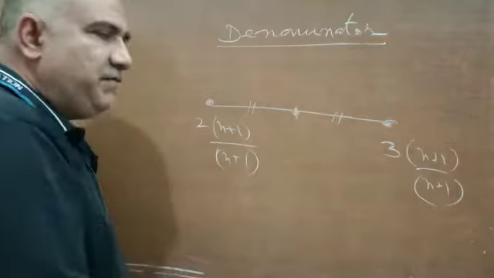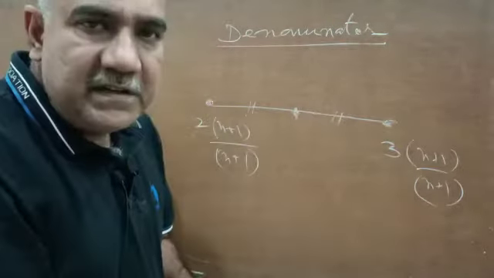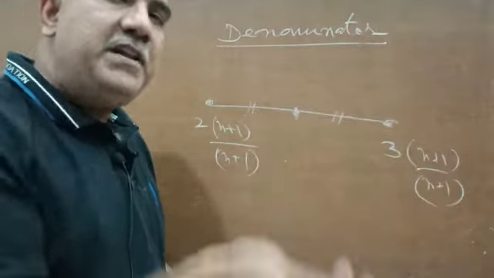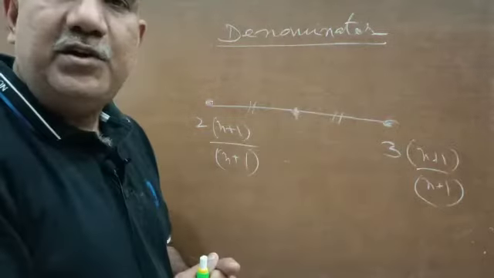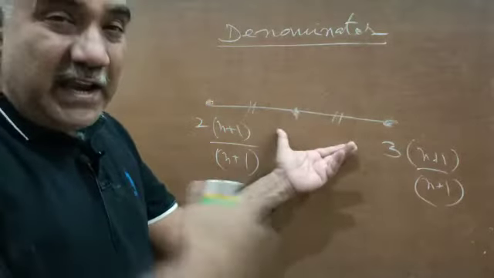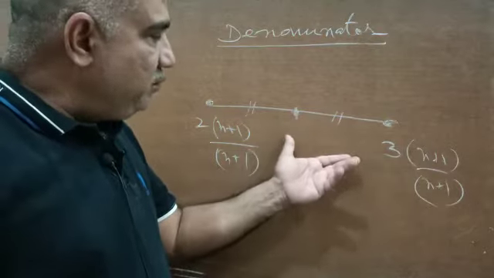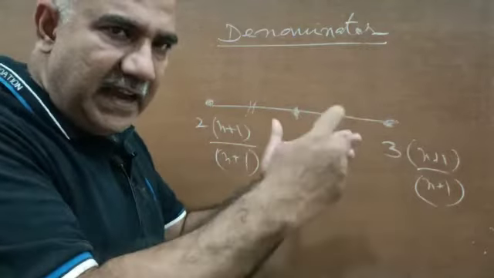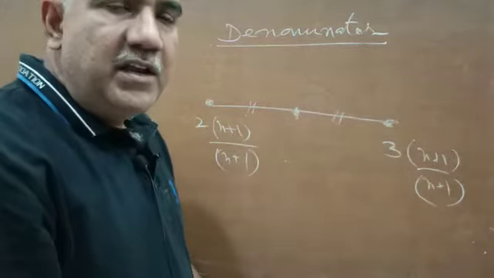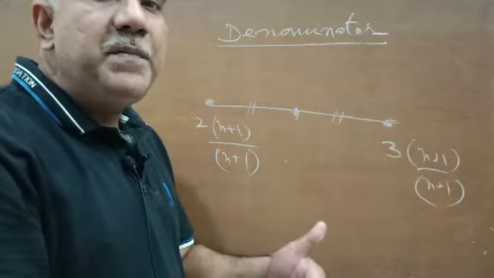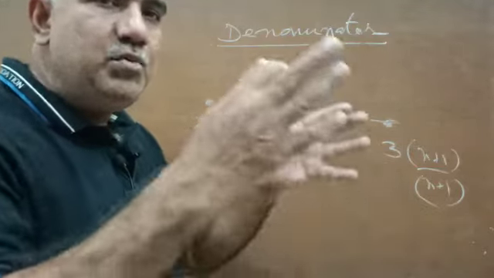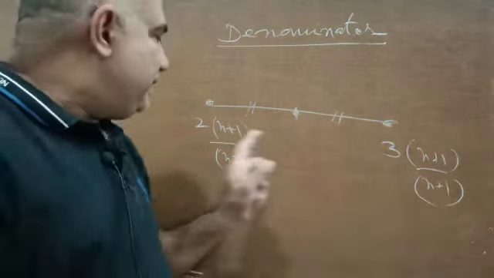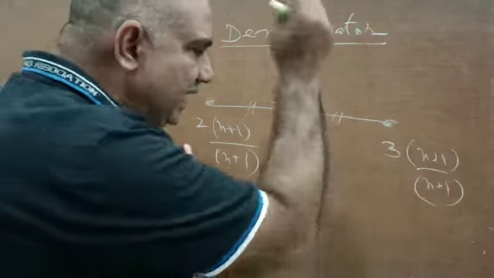So we have seen here, for creating 9 equal spaces, we had to divide the length between 2 and 3 into 10 equal parts. For dividing into 10 equal parts, we have to take denominator as 10. For inserting n rational numbers between 2 and 3, you have to divide the line into n plus 1 equal parts. For dividing the line into n plus 1 equal parts, you have to have denominator as n plus 1. At the same time, it is also mandatory that the value should not change. This should remain as 2, that should remain as 3.